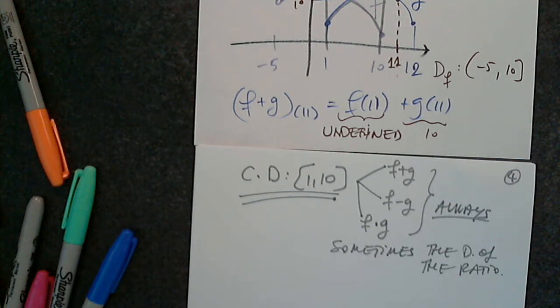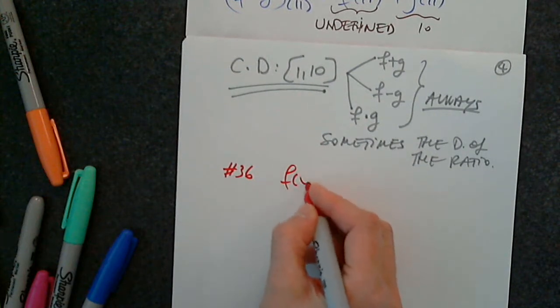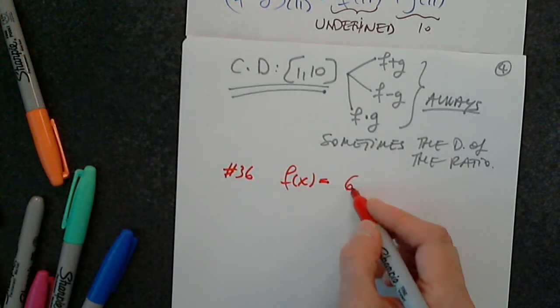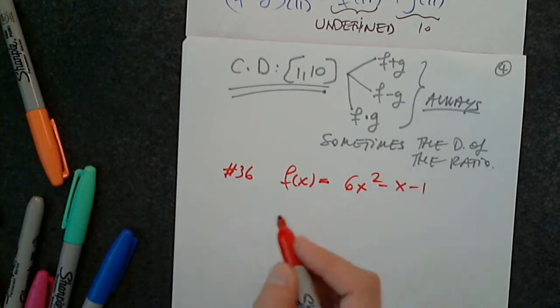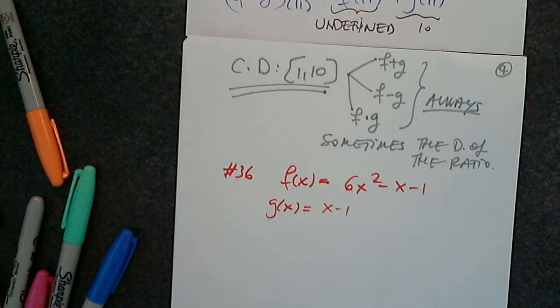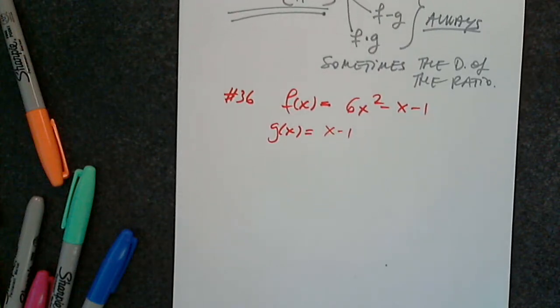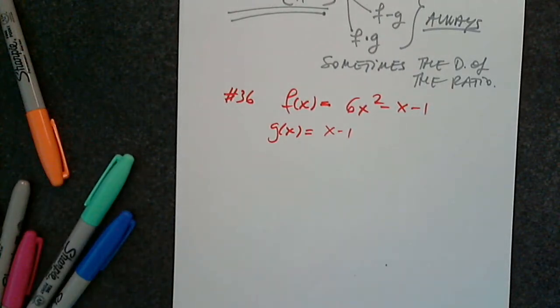So let's look at an example on page 310, like 36. We are given f of x, which is 6x squared minus x minus 1, and g of x, which is x minus 1. They want us to find the sum, difference, product, ratio, and the domain of all of them. Forgive me, page 310, sorry.